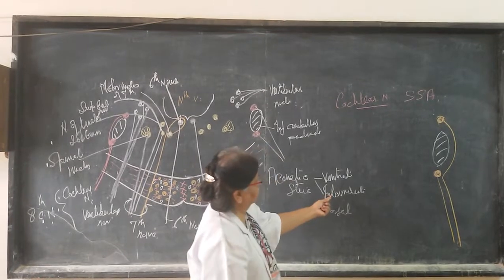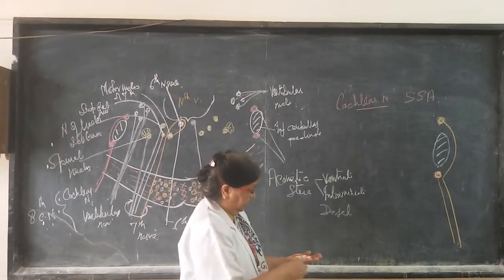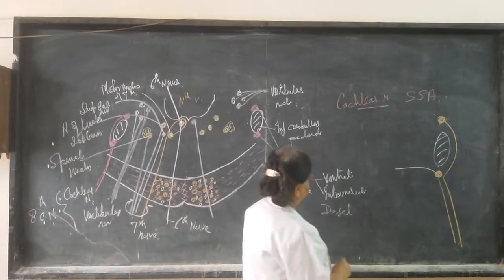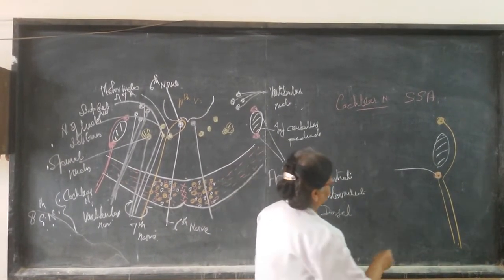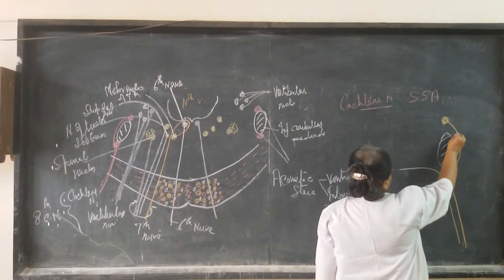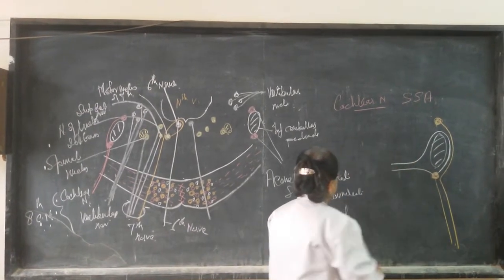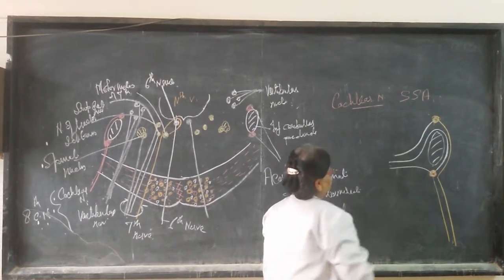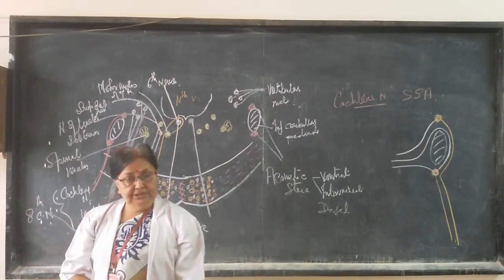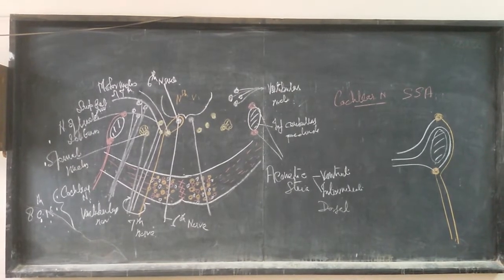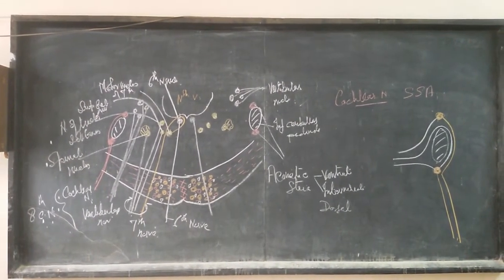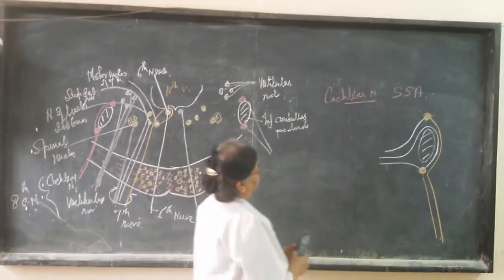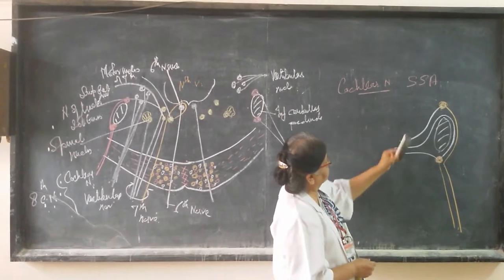The ventral and intermediate start from the ventral cochlear nucleus. Suppose this is the ventral acoustic stria. The intermediate acoustic stria goes behind the inferior cerebellar peduncle and then accompanies the ventral acoustic stria. And the dorsal acoustic stria starts from the dorsal cochlear nucleus. These are the three acoustic stria: ventral, intermediate and dorsal.